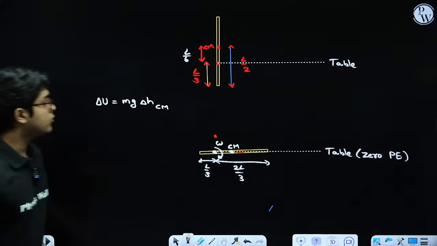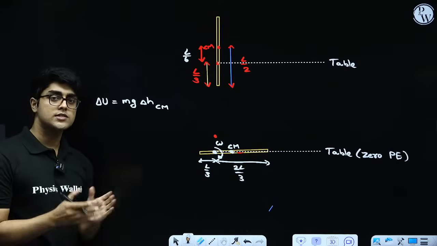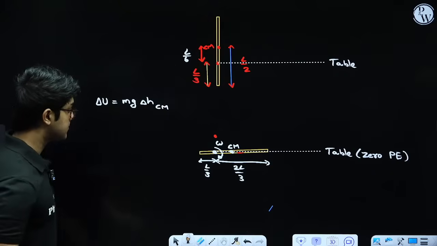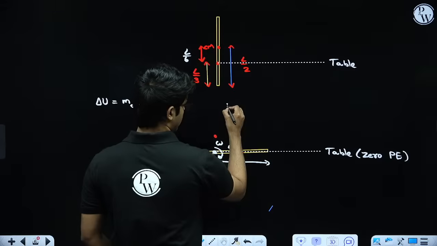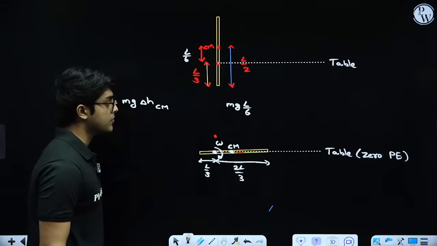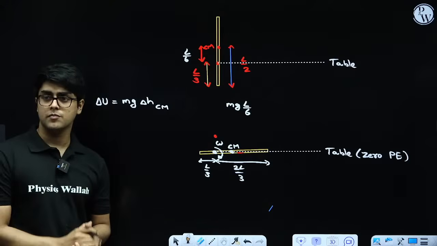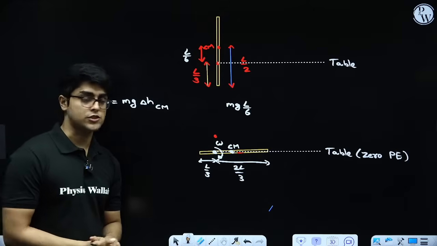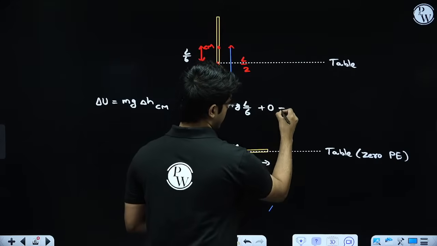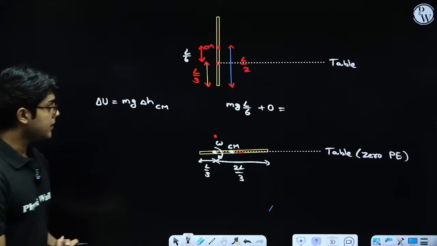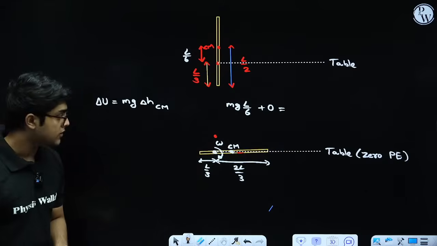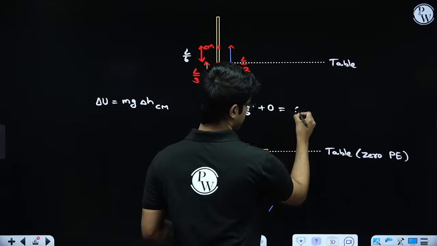So if I have to use Ui plus Ki equals Uf plus Kf, the initial potential energy is mg L by 6, right? So mg L by 6 is the initial potential energy. What is the initial kinetic energy? The rod started from the vertical position, right? So the initial kinetic energy would be 0. And finally, the center of mass is at the same horizontal level as the table, so the final potential energy will be 0.